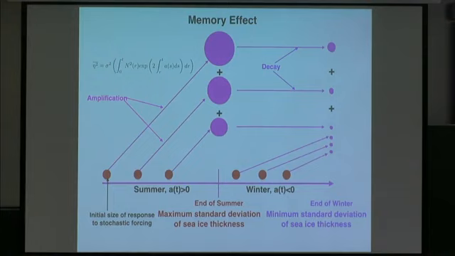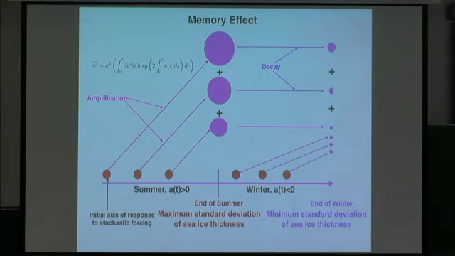And in summer, we are going to generate some response of the Arctic sea ice by stochastic forcing. That response is going to magnify because the system is unstable. Until when? Until the end of the summer. Here, A is always positive, so the response is going to be magnified exponentially, and all of the response is going to be magnified until the end of the summer. This transition point, A(t) is changing sign from positive to negative. Until this point, the response is always amplified, and then we sum all of this up. That's the final size of the variance.